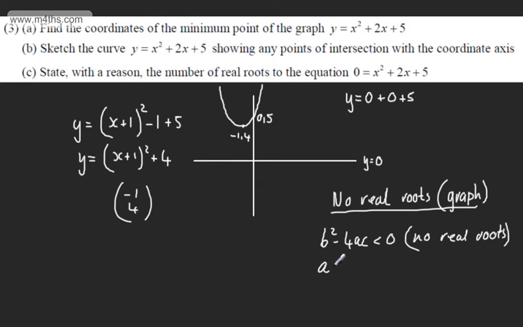If we look at the value of a, the value of a is 1, the value of b in our quadratic is 2, the value of c is 5. So b squared, 2 squared, minus 4 lots of a, which is 1, multiplied by c. 4 minus 20, that's going to give us now minus 16, therefore no real roots. So that's another approach. So let's just put in here, no real roots. So two different methods. We can say that the graph doesn't cross the x-axis, or y is equal to 0, or we can use the discriminant.